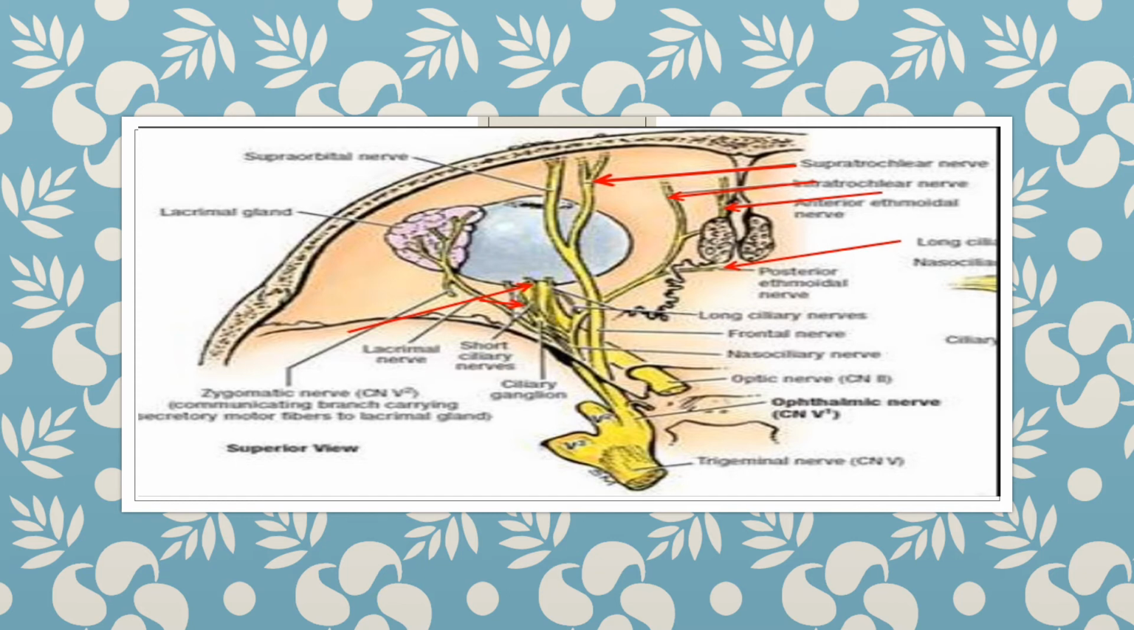Above the posterior ethmoidal nerve, you can appreciate the infratrochlear nerve. It appears on the face above and medial to the angle of the eye, and it supplies the lacrimal sac and caruncle.